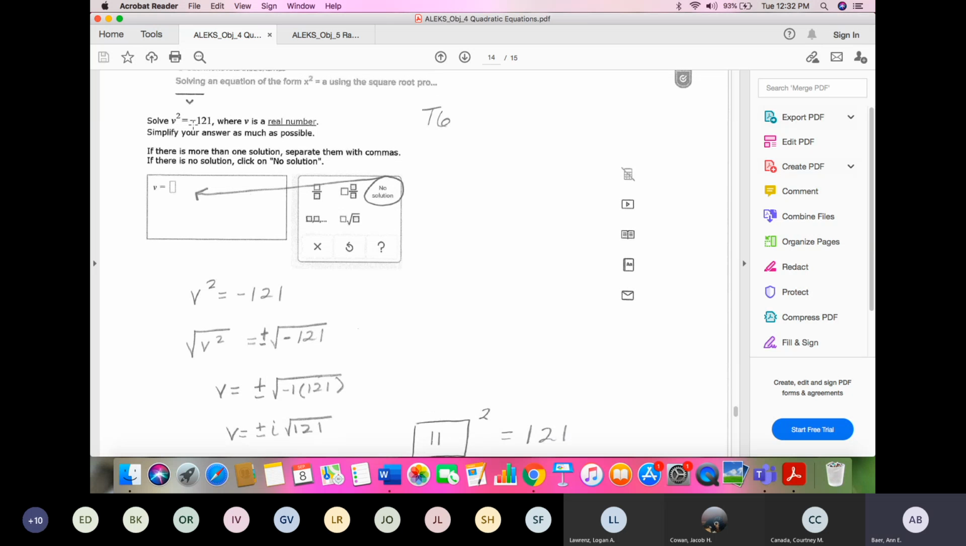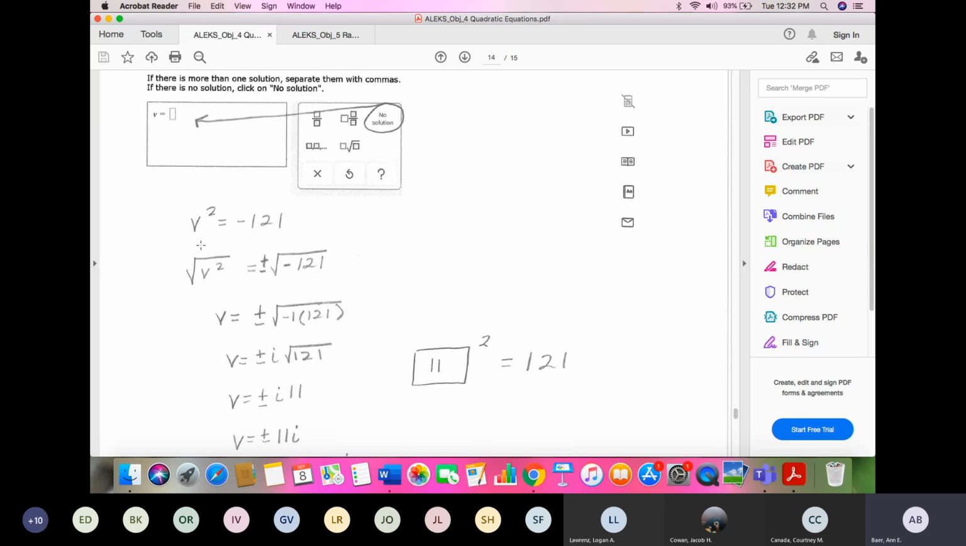Solve v squared equals -121. I'm a little suspicious about this negative. Why am I suspicious about this negative here? Because what are we going to do? We're going to take the square root of this, and then we're going to have plus or minus the square root of -121. What happens with that negative number inside the square root?